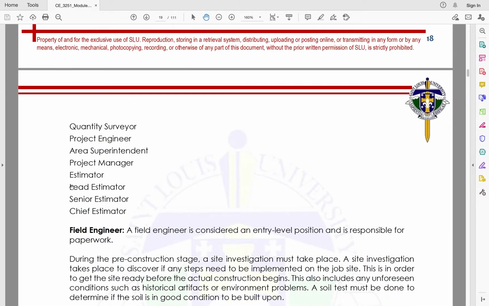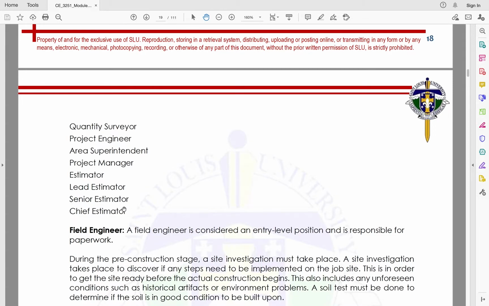So estimator, lead estimator, senior estimator. When we say lead estimator, he or she is the lead of a certain group of estimators. Okay, senior estimator, siya naman yung kumbaga parang siya yung senior sa grupo, and sa kanya nagko-consult si lead estimator. Now, chief estimator, this is the estimator of all the estimators.